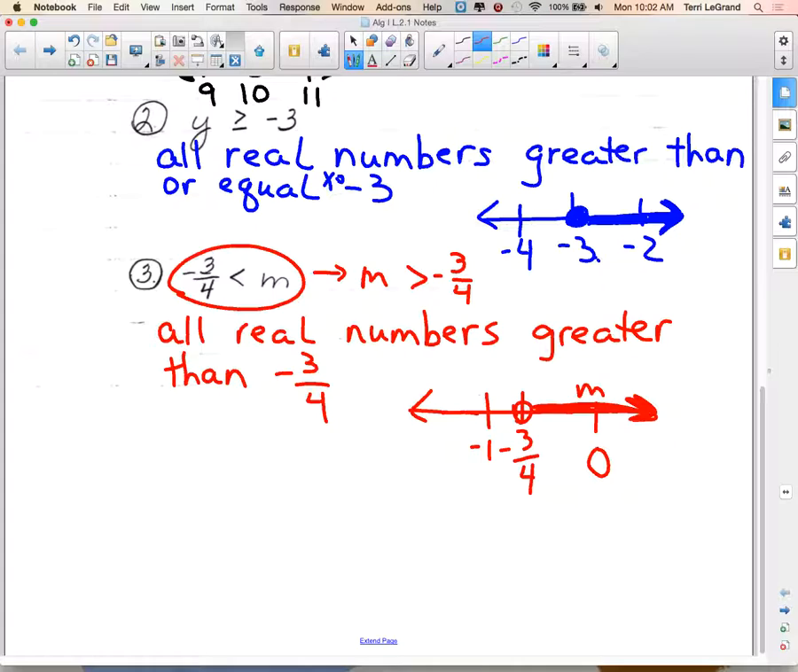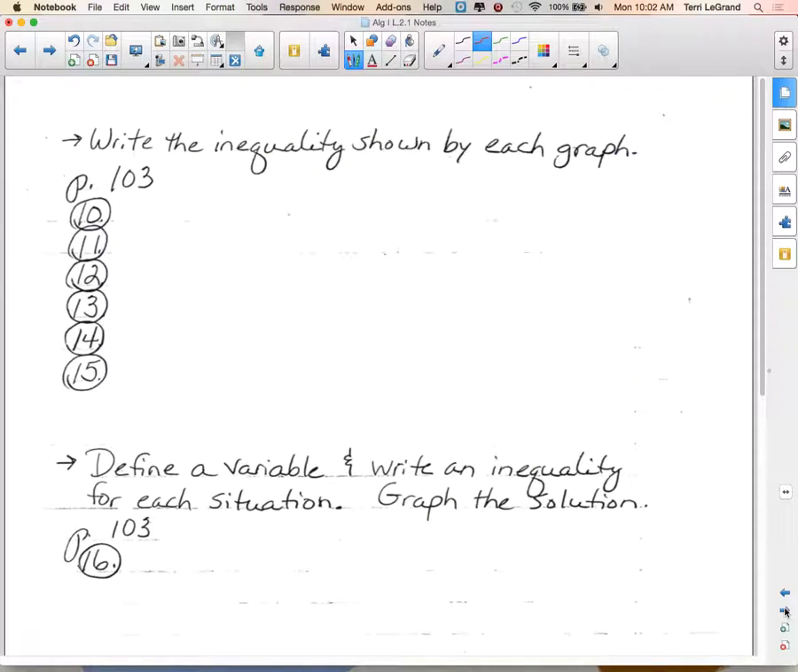Yes, Hayden? Do we have to write? Yes, we have to write all real numbers greater than, less than. Okay. The only thing you get out of writing the word for is the numeral itself, the number itself, okay? I had a feeling that's what the question was going to be.